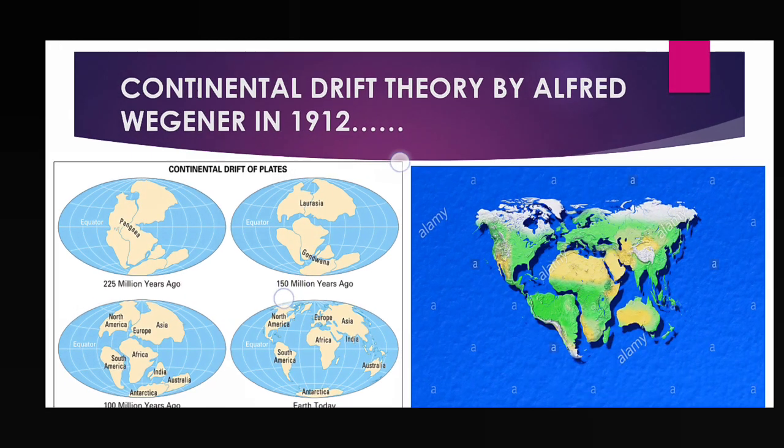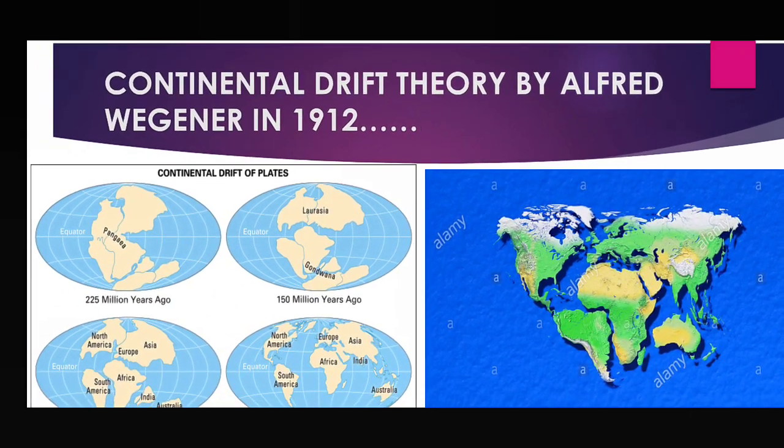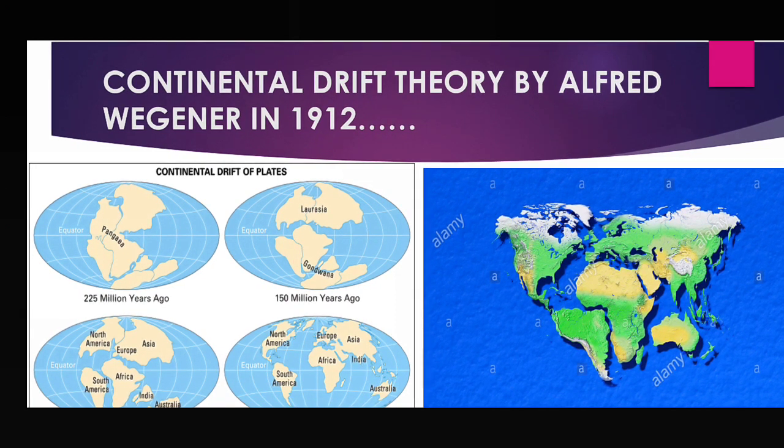The northern division is called what? Laurasia or Angara land, and the southern division is called Gondwana land. Land is missing in this diagram, but here you have to add it, Gondwana land. So two divisions were created at first after the separation of Pangaea. The northern division is called Laurasia or Angara land, and the southern division is called Gondwana land.